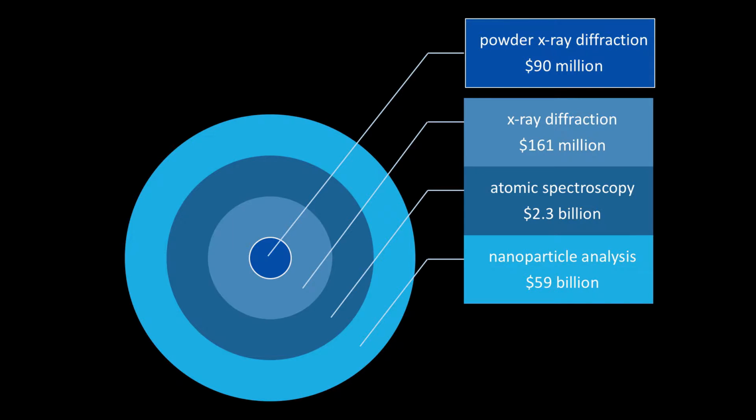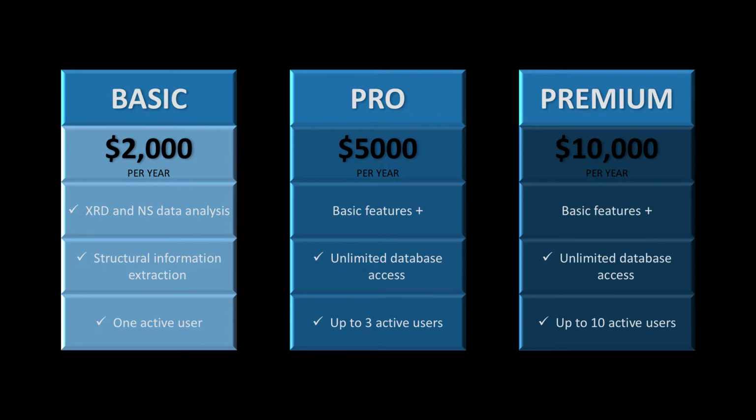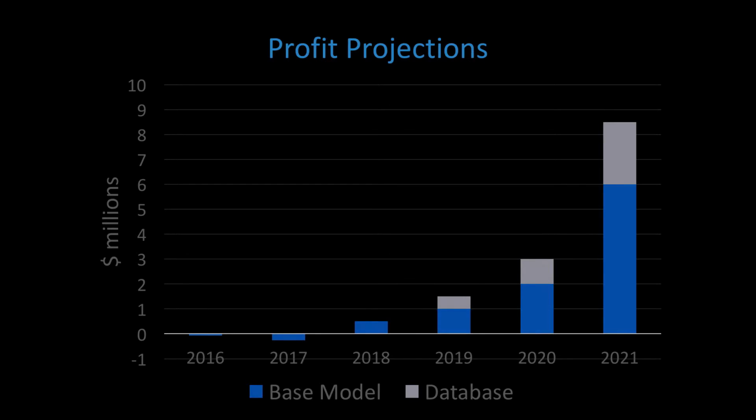Now, probing atomic materials is a $2.3 billion market, but we're really looking at X-ray diffraction, and more specifically the powder X-ray diffraction market, which is a $90 million market potential. And we will penetrate this market by selling our software as a service and later introduce a materials database that will be an add-on option. Our product being our software, overhead costs will remain low, and we estimate about 67% profit margins by year 5.